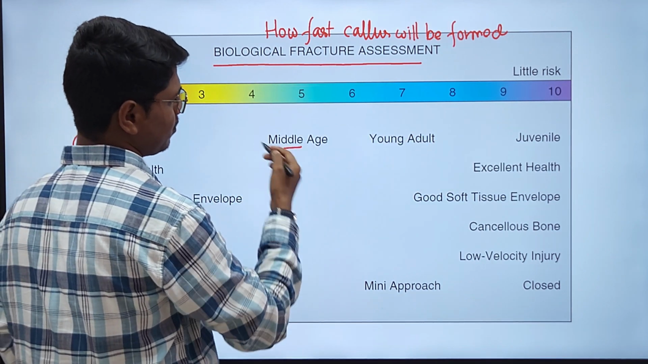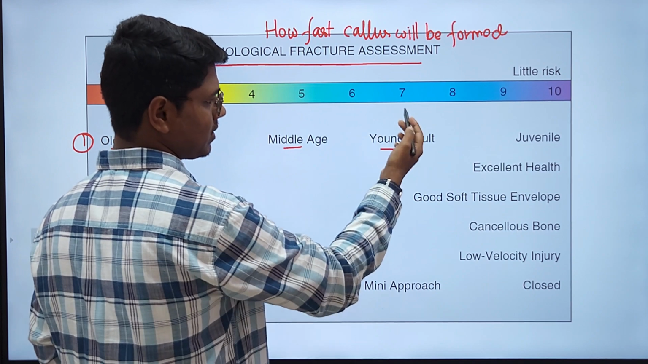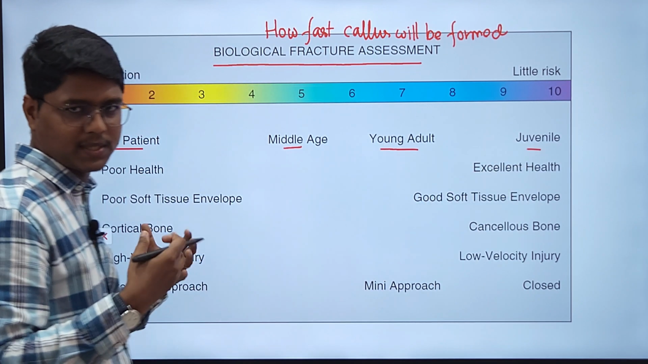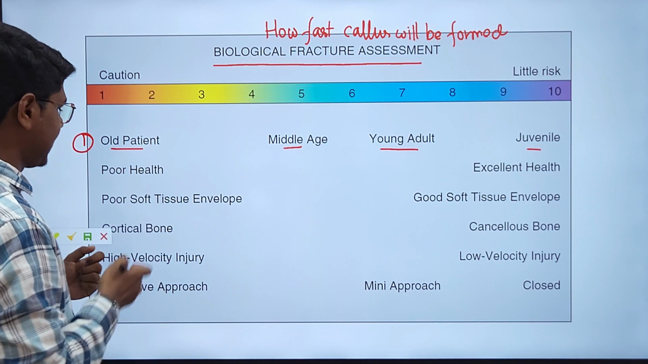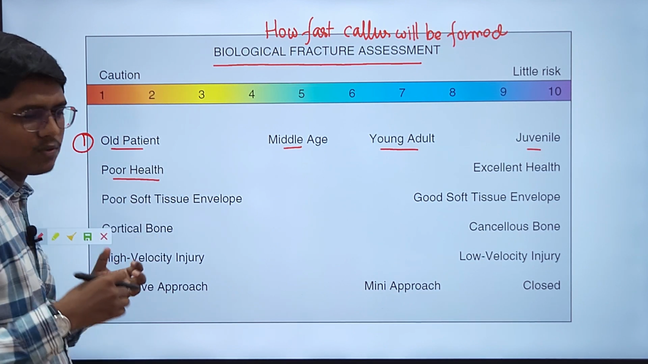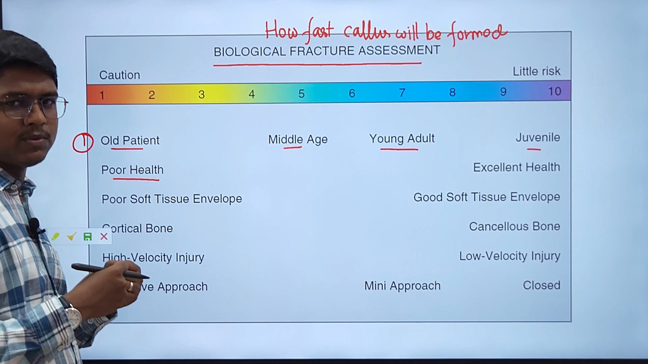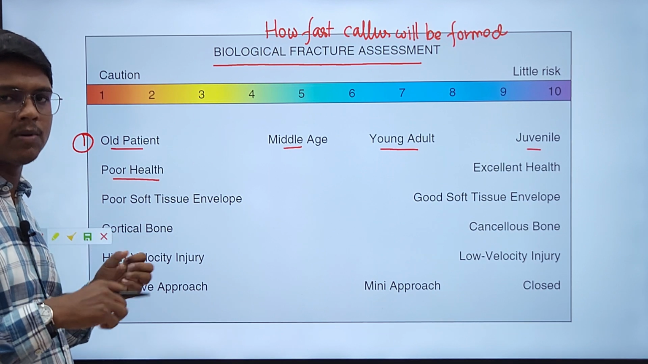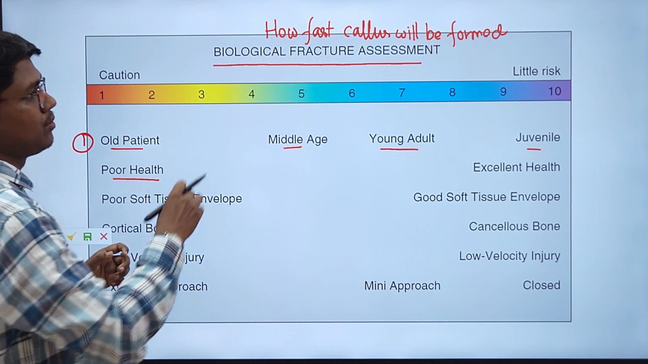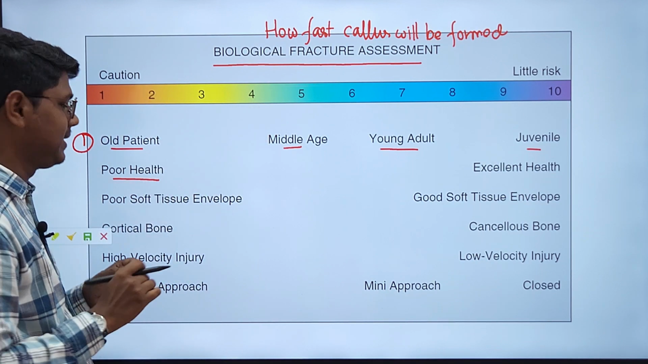Middle age, nearly 4 to 5 in scoring. Young adult, 6 to 7. Juvenile is a very good patient for orthopedic healing, so that is 10. Next is health condition. You know that when there is a problem with health, suppose the liver or kidney is having some problem, then you may say that callus formation will be delayed.